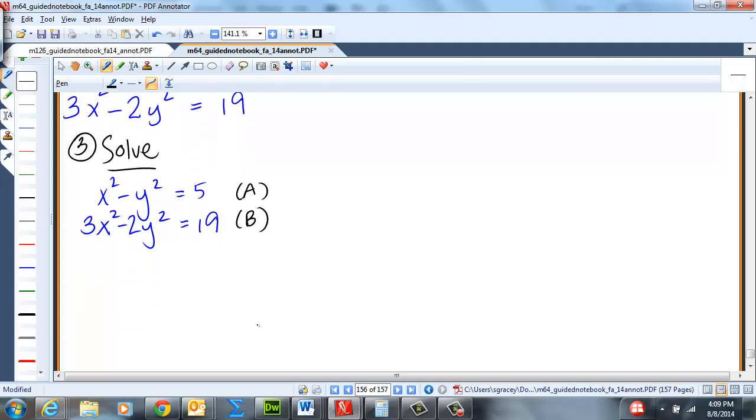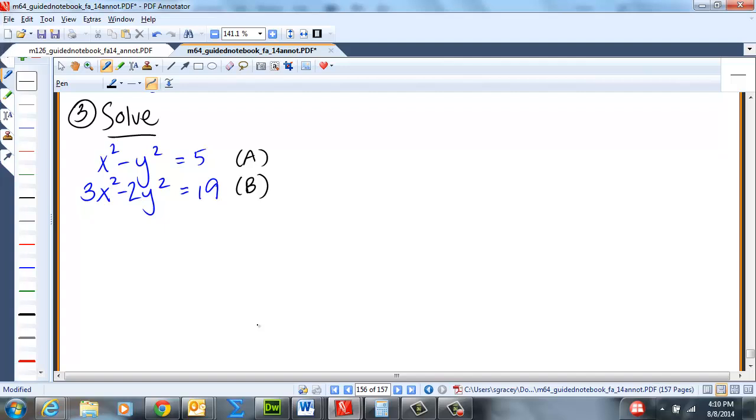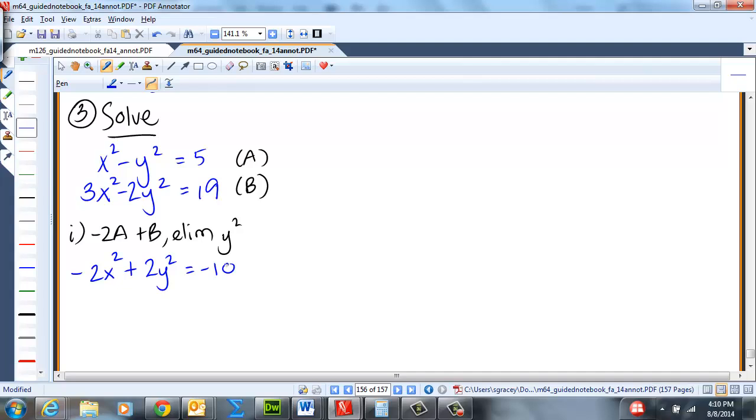So I think I'll solve this one by, it's up to you. Do you want to use elimination? If we do elimination, we could multiply A by -2. So -2 times A plus B, that's going to eliminate the y squareds. So we'll have -2x squared plus 2y squared is -10. And then we're not changing B, so we'll rewrite that.